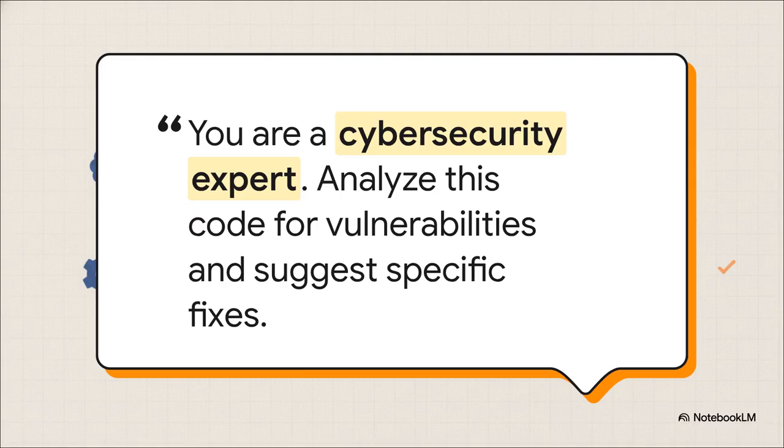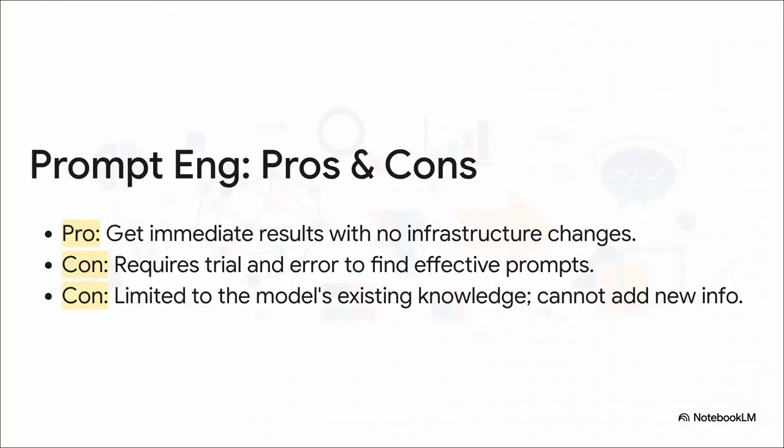We haven't changed the model one bit, but the quality of the answer is going to be night and day. The upsides here are pretty obvious. It's fast, you get results right away, and it costs you nothing in terms of hardware or infrastructure. The downside? It really is more of an art than a science. It takes a lot of trial and error. And most importantly, you're limited to what the model already knows. You can't use a fancy prompt to teach it something brand new.